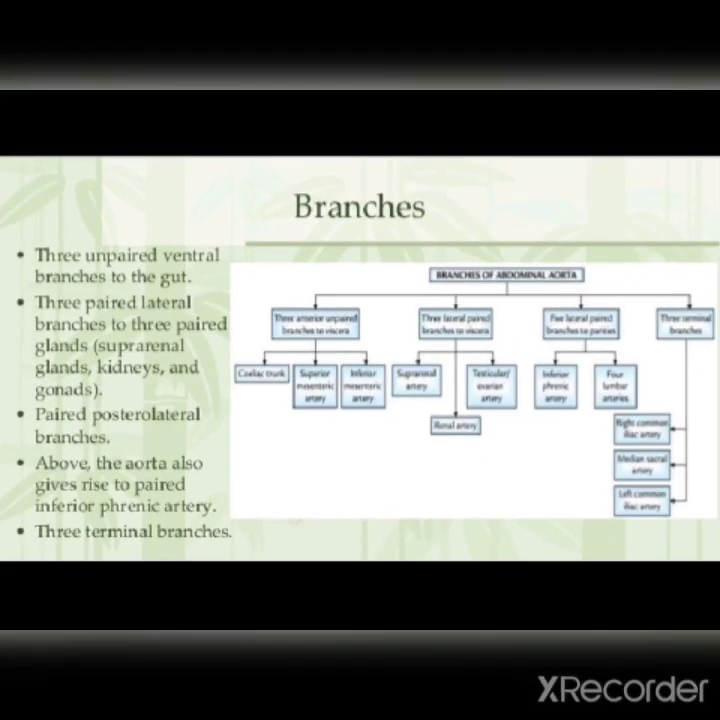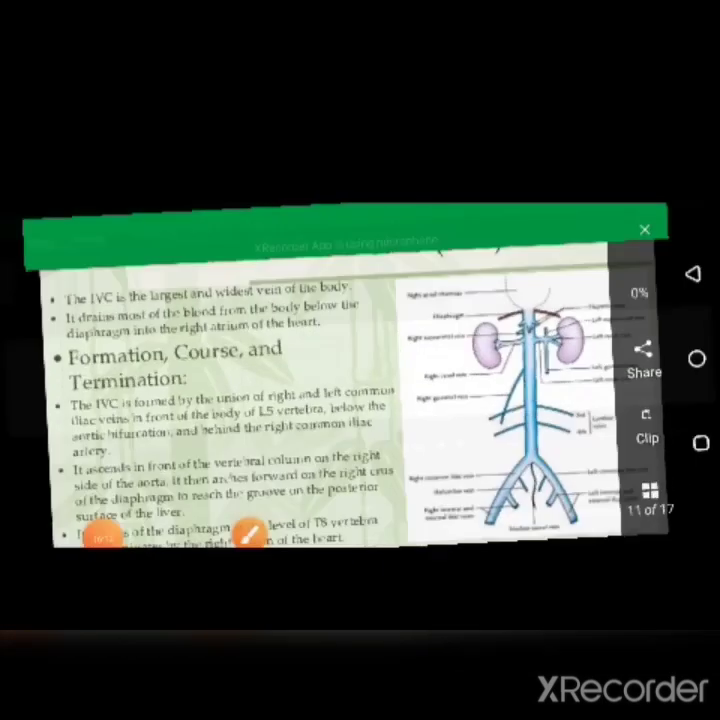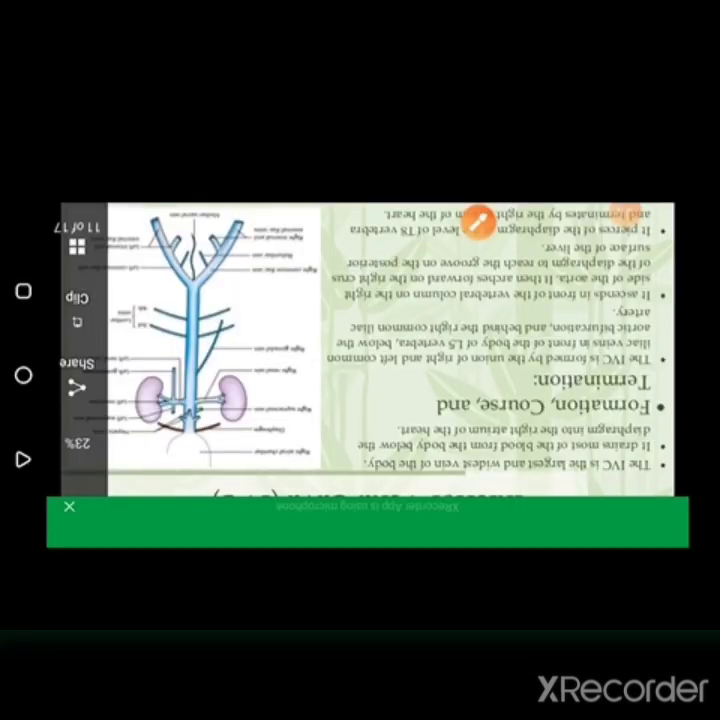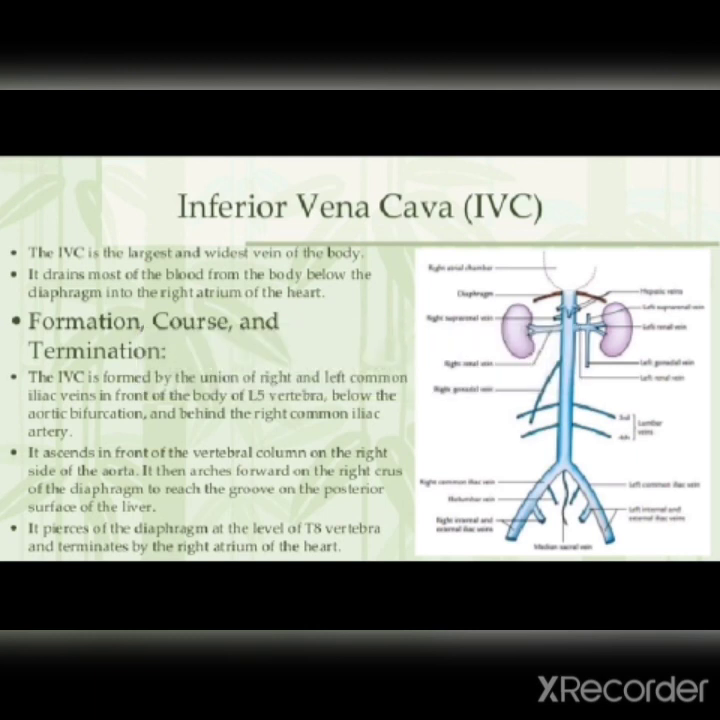Now, next is the inferior vena cava. The inferior vena cava is the largest and widest vein of the body. It drains most of the blood from the body below the diaphragm into the right atrium of the heart. So, it takes the blood from the various body parts to the right atrium of the heart.